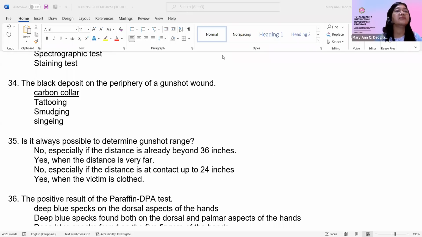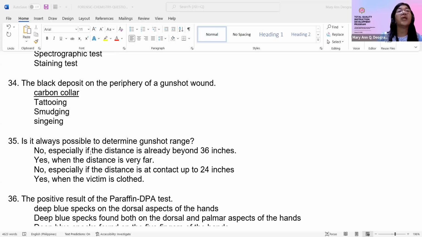Okay, A. Okay, kasi it is not always possible to determine gunshot range, especially if the distance is already beyond 36 inches kasi wala na tayong nakikitang characteristic pattern doon eh, di ba? So, ito yung sagot yan.